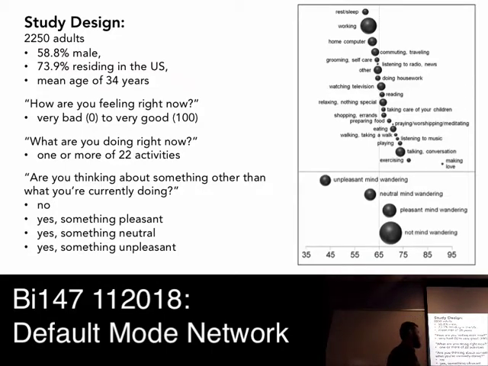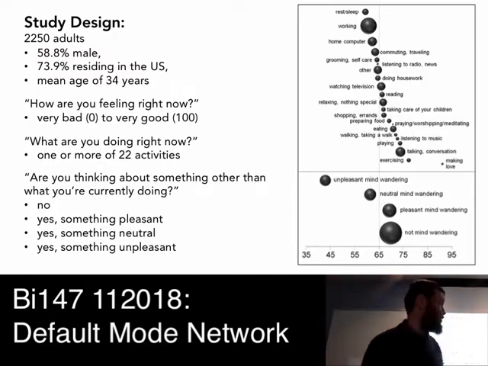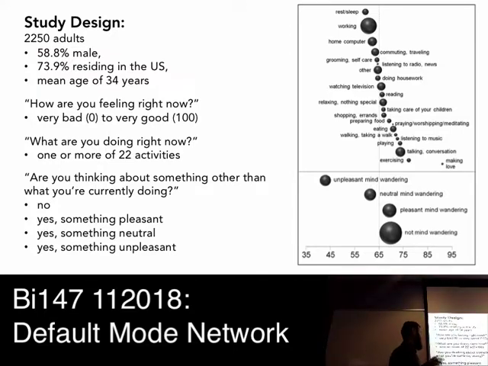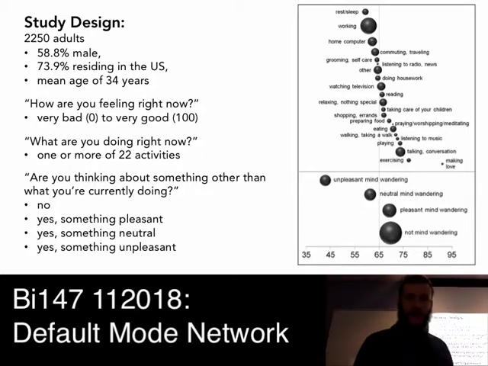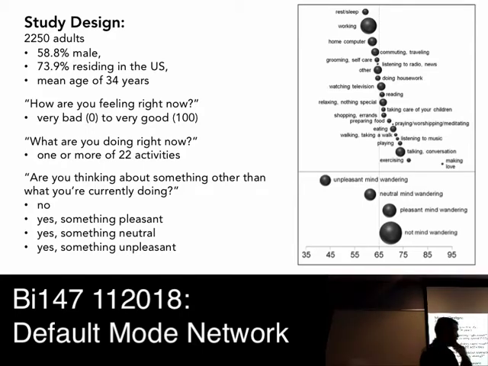What are you doing right now? They listed a whole host of activities that they could be doing, 22 of them. Are you thinking about something other than what you're doing? Your choices were no, that means you're in the moment. Yes, I'm thinking about something pleasant. Yes, I'm thinking about something neither pleasant nor bad, just whatever. Yes, something unpleasant.